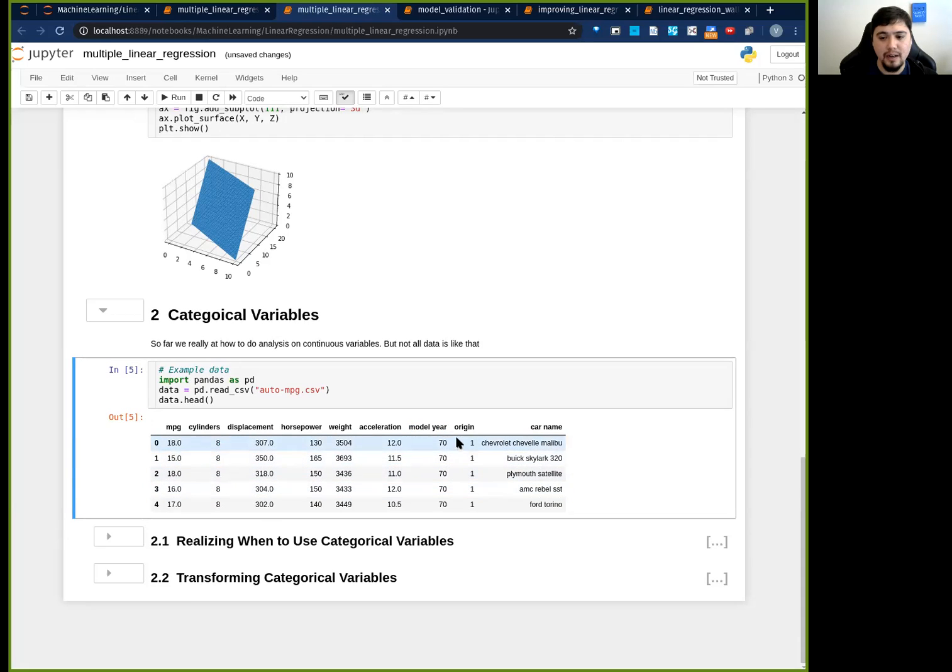So that's some context there. Origin, it turns out, is actually the origin of where the car was manufactured. So we can check that out. We could explore it, look at the data to make sure we understand the context. But this is the data we have. And of course, we have the car name.